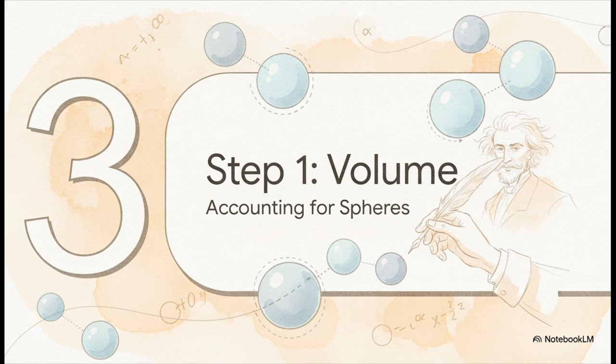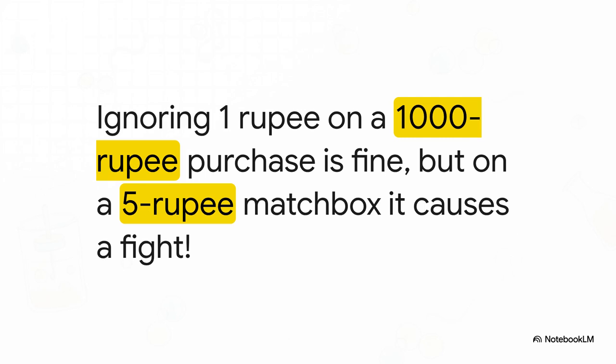Okay, part 3, step 1 of our fix, the volume correction, accounting for those rigid spheres. To really wrap our heads around this volume fix, let's think about a simple shopping analogy from our sources. Imagine you're buying something expensive, say for 1,000 rupees, and you're short by just one single rupee. The shopkeeper is probably going to ignore it, right? It's totally negligible. But if you're buying a tiny matchbox for 5 rupees and you demand a 1 rupee discount, that's ridiculous. It's a huge deal in that context, and it might actually cause a fight.